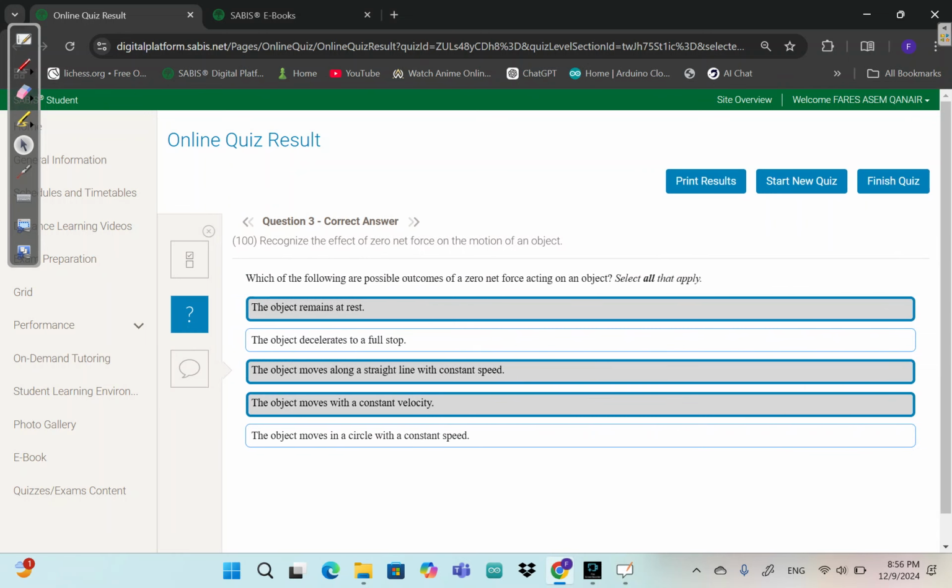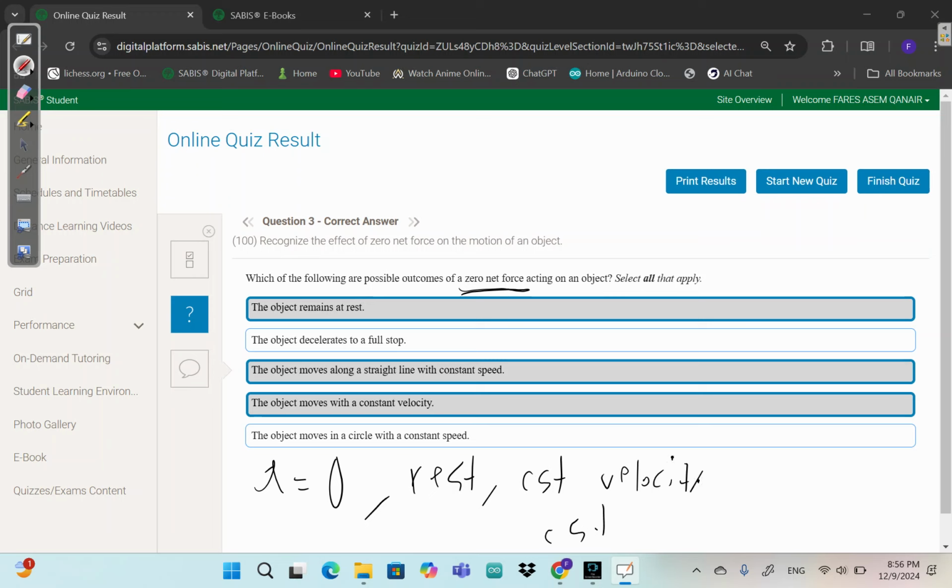Question 3 now. Which of the following are possible outcomes of a zero net force acting on an object? Now, zero net force means that acceleration is zero. It also means that the object could either be at rest or it could have constant velocity. Constant velocity means that it has to have constant speed plus constant direction. So now, keeping this in mind, let's read the options.